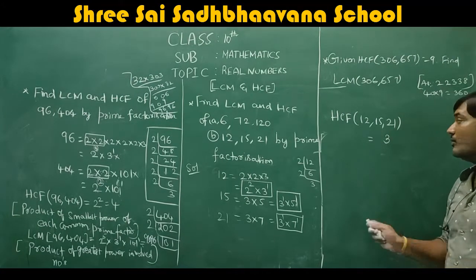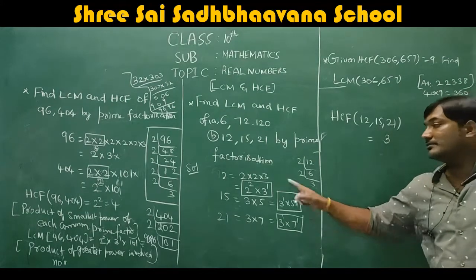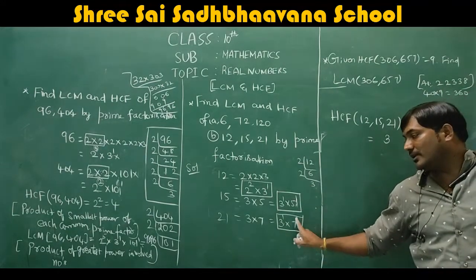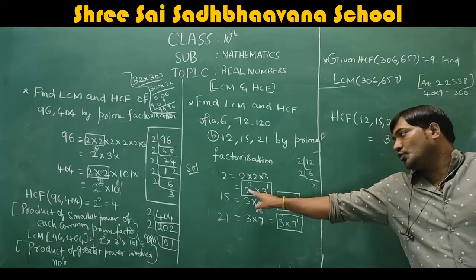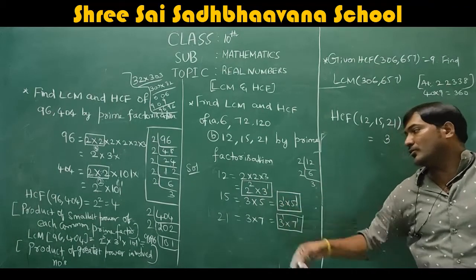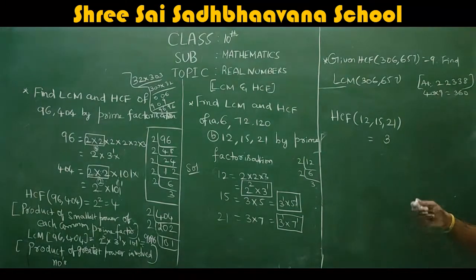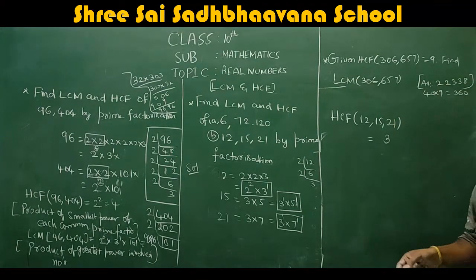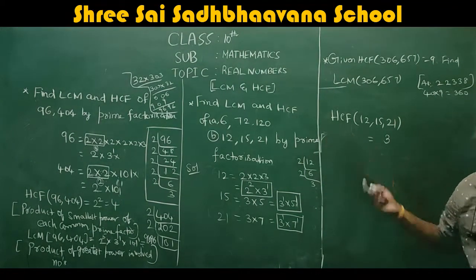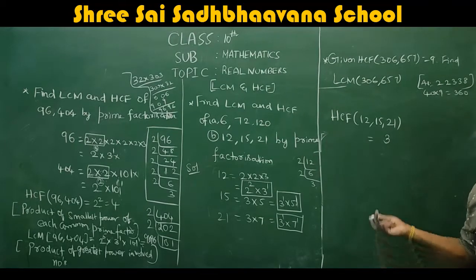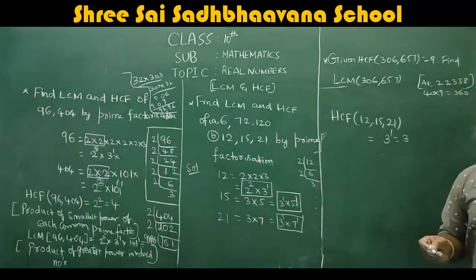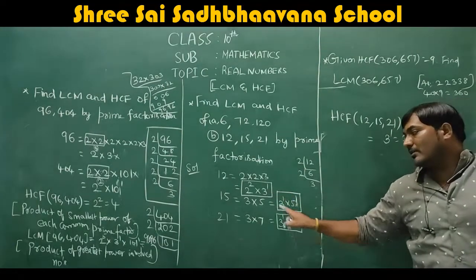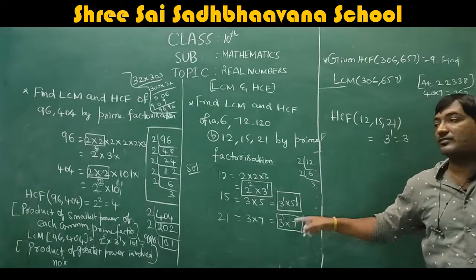Apart from 3, is anything else common here? I don't think so. We have only 3. Just check: 7 is only here, 5 is only here. Here we have 2 and 3, but here we do not have 2. So we have only 3 as the common factor. And what is the lowest power of 3? We have only one power. Power 1 is the lowest. So 3 is the HCF.